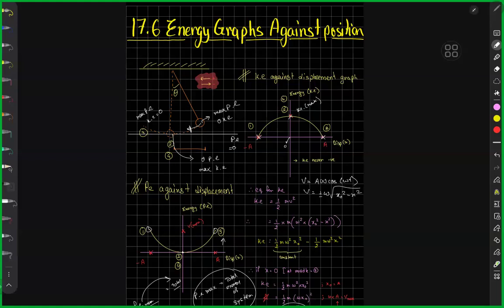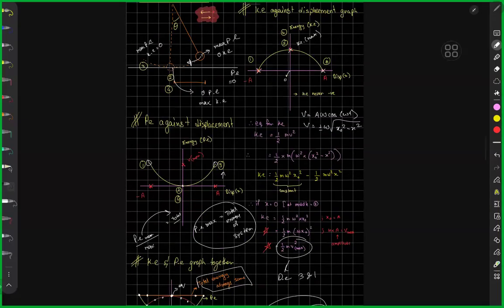Does the total energy change through the journey? Give me a thumbs up or thumbs down. Yes is thumbs up, thumbs down is no. Does the total energy of the system, of the bob, change with respect to time? Yes or no? Perfect. So my total energy never changes. It is the sum of KE and potential energy. Never changes. Fair enough.